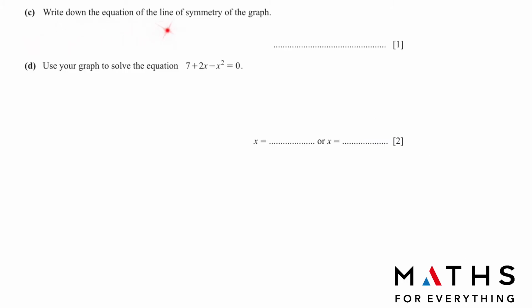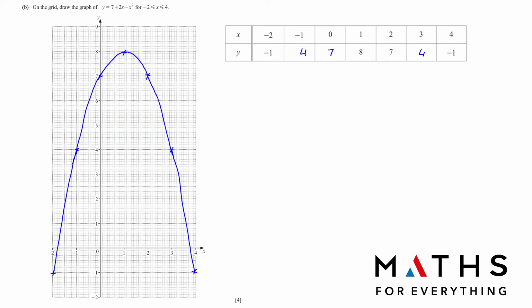Part C, write down the equation of the line of symmetry of the graph. Line of symmetry is it cuts the graph into two equal parts. You can see that wherever your peak is, your minimum or maximum value, draw a straight line there. So that is your line of symmetry, when x is equal to 1.